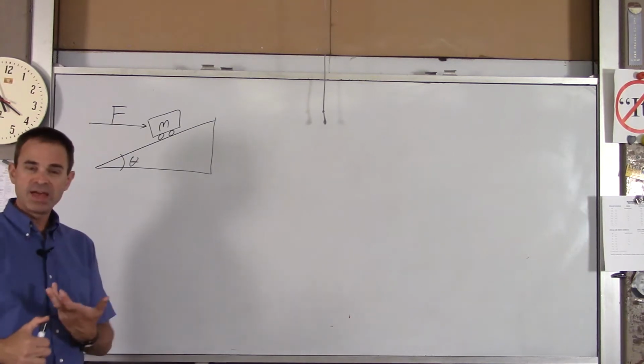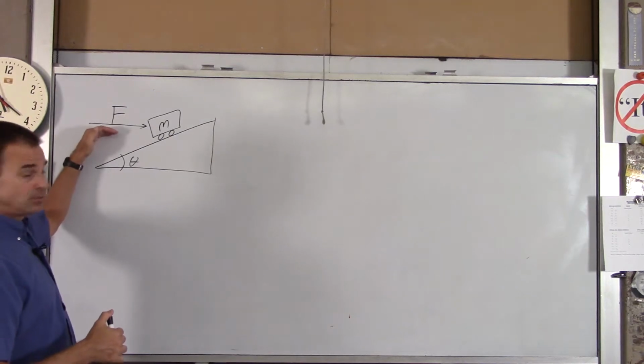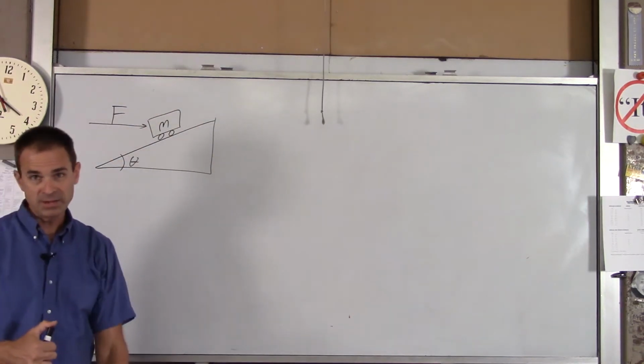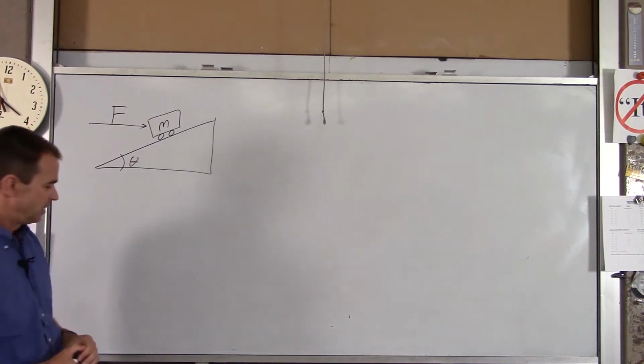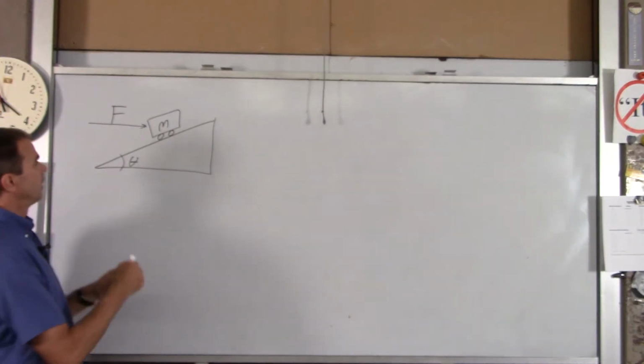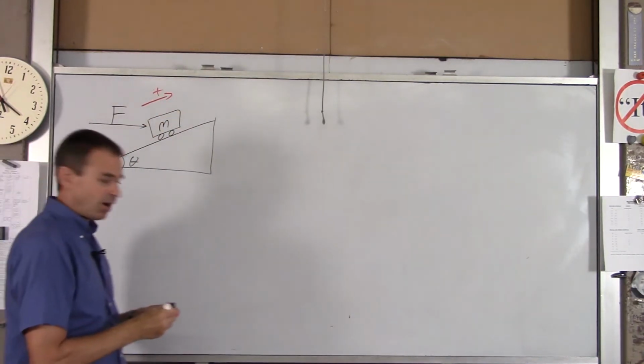And the first thing you've got to do is guess which way you think it's going to go. Is this force big enough to accelerate the cart up the incline? Or if this force is too small, the cart will actually accelerate down the incline. So for now, we'll guess up. So this is the positive direction, okay? And I'm going to go ahead and draw an FBD.